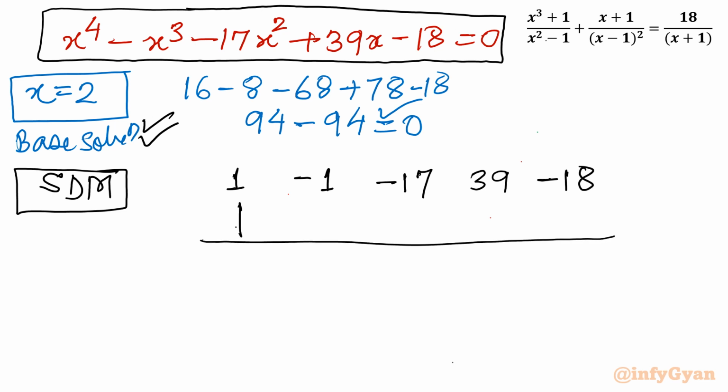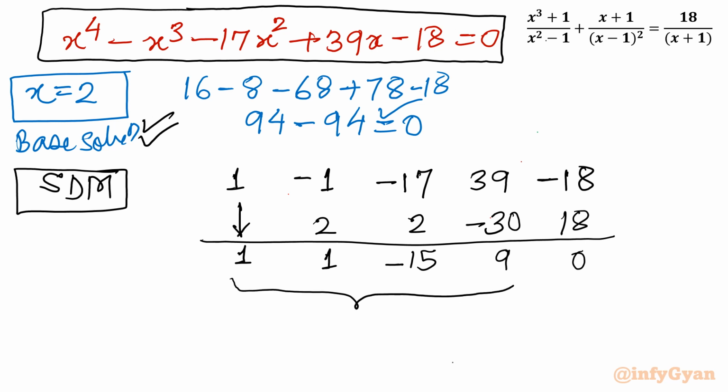Put one line. Leading coefficient 1 unchanged. 2 times 1, 2, 1. 2 times 1, 2, minus 15. 2 times minus 15, minus 30, 9. 2 times 9, 18, 0. So these are coefficients for the cubic equation. Let me write the cubic equation: x cube plus x square minus 15x plus 9 equal to 0.